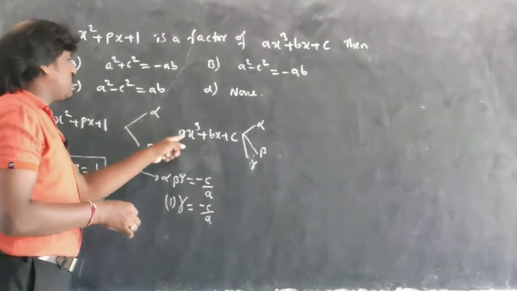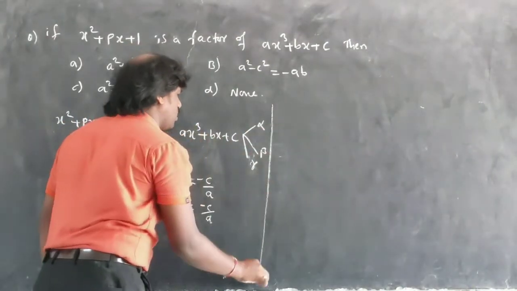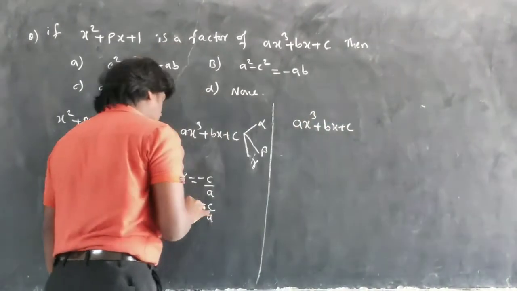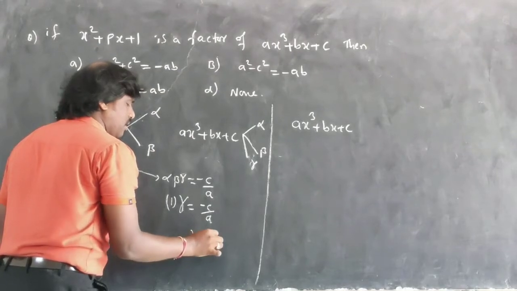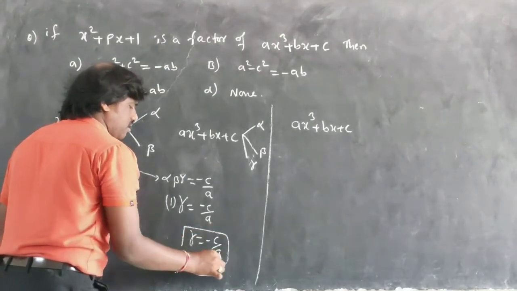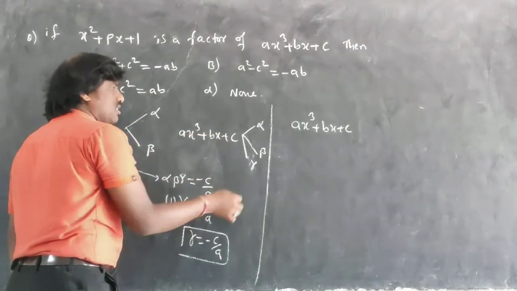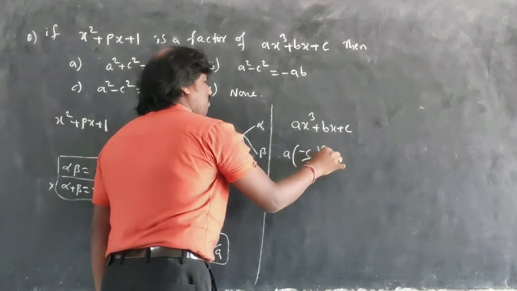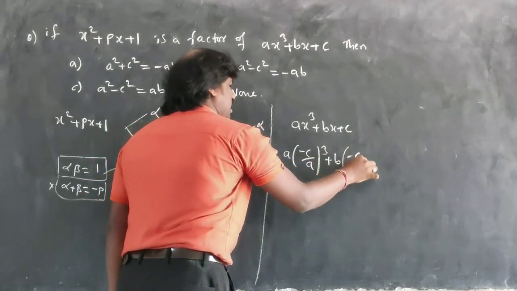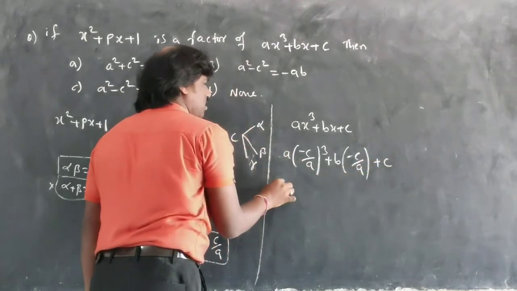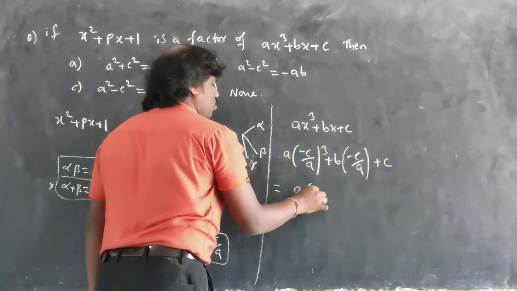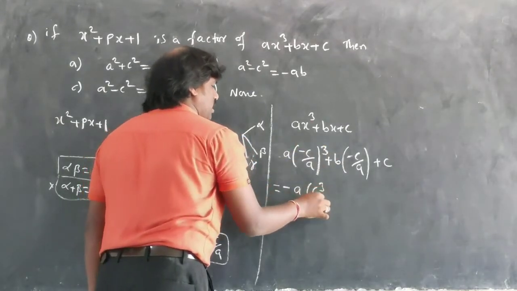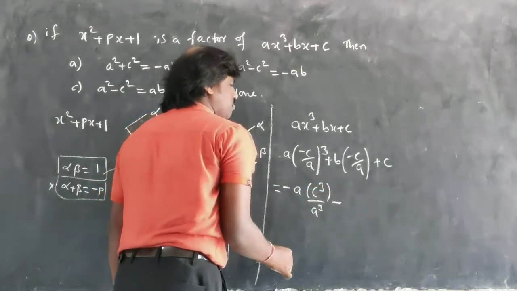Gamma is a root of this cubic equation. What is the cubic equation you have? ax cube plus bx plus c, and gamma is a root of this. So gamma value I got is minus c by a, which means this gamma will satisfy this equation. So substitute this gamma value in this: a into (minus c by a) whole cube plus b into (minus c by a) plus c. I can write this as a into, since the negative is cubed, the negative will come out, c cube by a cube, minus, plus b into c.